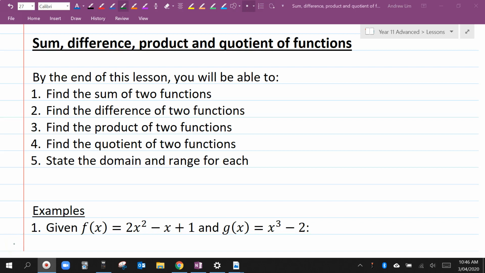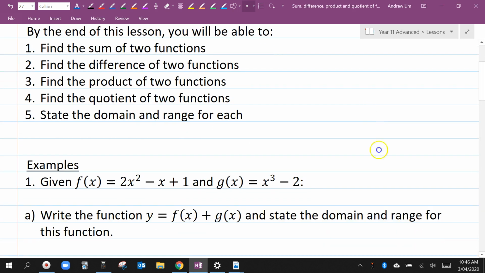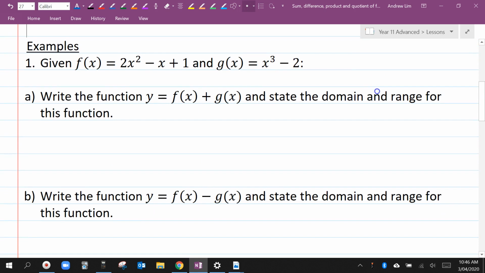It's your teacher, Mr. Lim here, and in this video, we are going to be looking at the sum, difference, product, and quotient of functions. So by the end of this lesson, you'll be able to do all those things, as well as state the domain and range for each. Okay, so let's have a look at some examples.